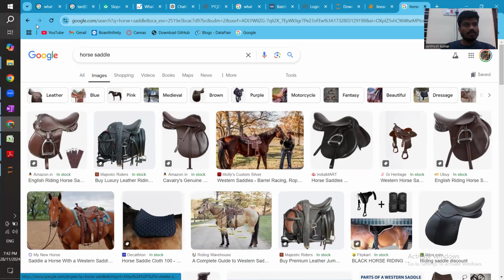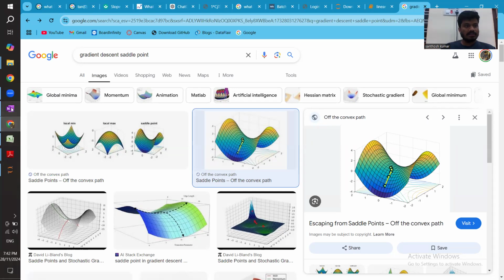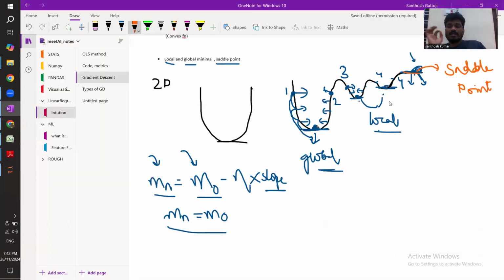Yes, it is similar to that, so that's why it's called a saddle point. The main point is we have three things: local minimum, global minimum, and saddle point. Global is the lowest one. Locals, there could be many, but global will be only one. And a saddle point is neither a local minimum nor a global minimum, but still the point is getting stuck. That is one point.